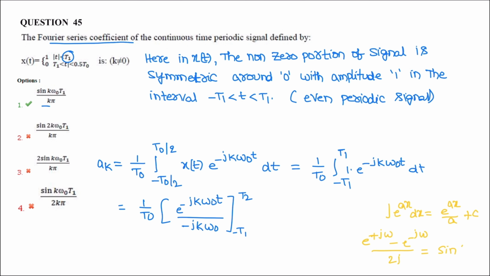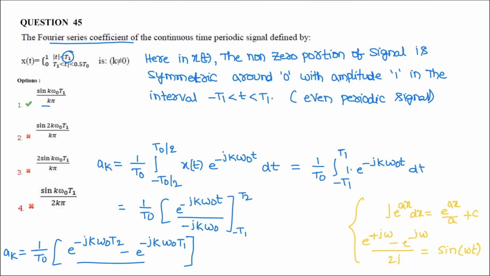sin omega t. Apply the second formula here. On integration, its value is 1 by T naught. ak is equal to 1 by T naught times e power minus jk omega naught T2 minus e power minus jk omega naught T1 divided by minus jk omega naught. So multiply by 2 and divide by 2.